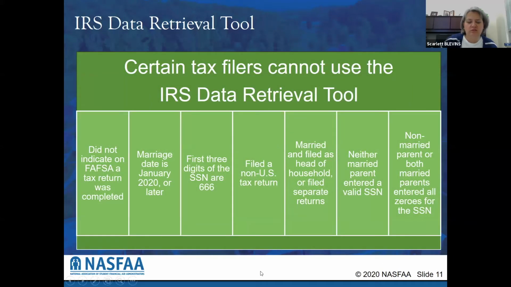There are certain tax filers that cannot use the IRS data retrieval tool, and they're listed there on the slide. So if there's something that applies to you on that slide, you're not going to be given the option to use the IRS data retrieval tool. So for instance, if a parent is married at the time the FAFSA is filed, but taxes are filed separately for any reason, both spouses' information will be needed to combine to answer certain FAFSA questions correctly, but you can't use the DRT to pull that information.